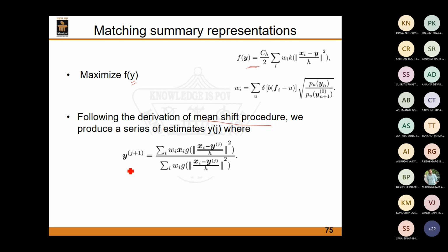On substitution, what you get is this particular equation of y of j plus 1. So the maximum value that you would get, the expression for y, is given by y j plus 1 and this equation over here. Here w i, as I said, is basically trying to find out what the histogram bin is, whether the feature contributes to the histogram bin, and a ratio of the probability density functions. And here again you make use of the kernel functions or the weighting factor, where you say that the nearer the pixels are, the more the weightage.